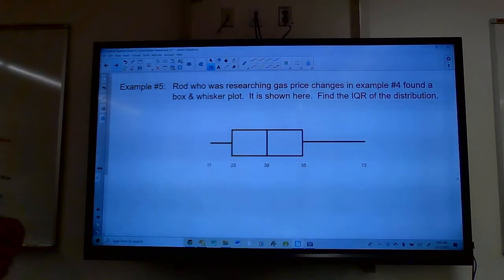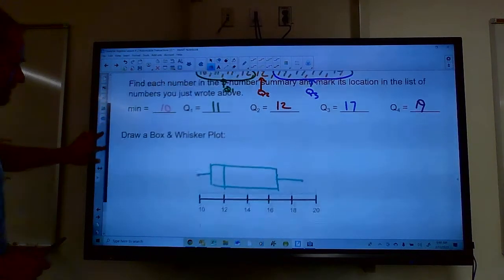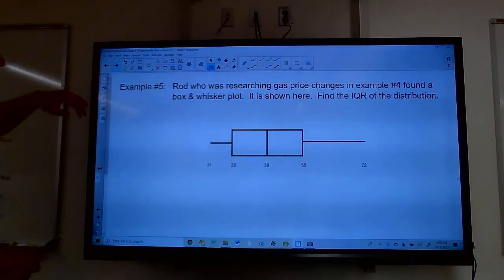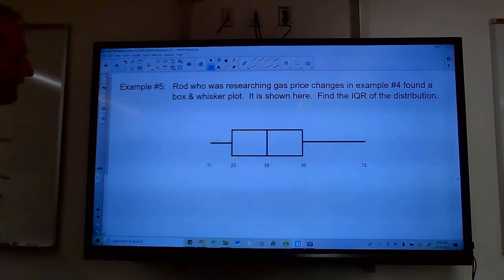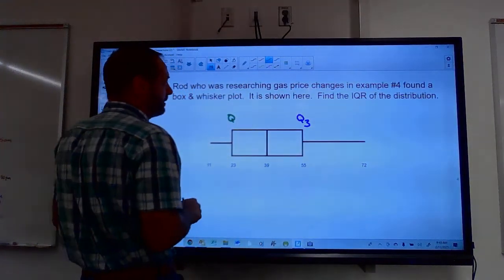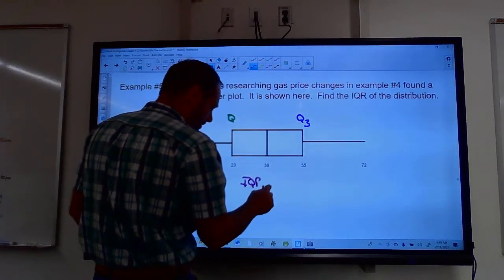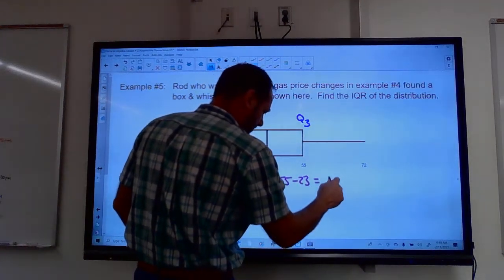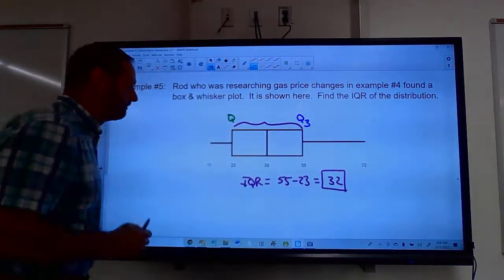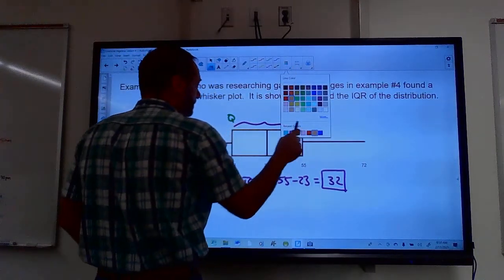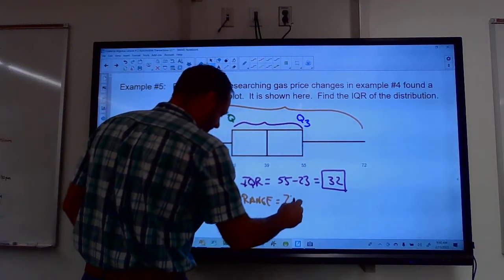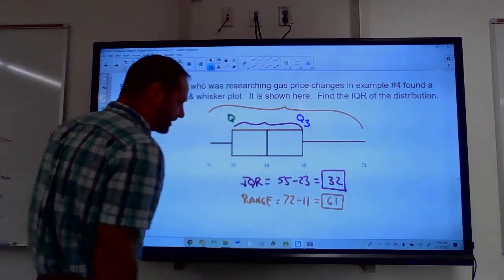Rod was researching gas prices in example number 4. A box and whisker plot is shown here. Find the interquartile range. Interquartile range is really easy. It's going to be Q3, which is right here, minus Q1, which is right here. So the interquartile range is 55 minus 23, which is 32. Done. Now the actual range would be this: 72 minus 11, which would be 61. Make sure not to confuse the interquartile range and the range.